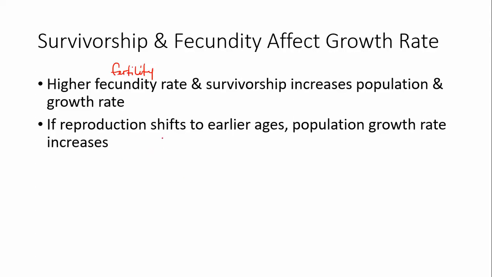Another thing is, if reproduction shifts to earlier ages, the population growth rate increases. So in some species, the age at which an organism can start to reproduce is fixed, but in most of them it adapts to the environment. So if you're in an environment with plenty of resources, then organisms might start to reproduce earlier because they have enough energy to not only fuel growth, but also to fuel the production of babies.